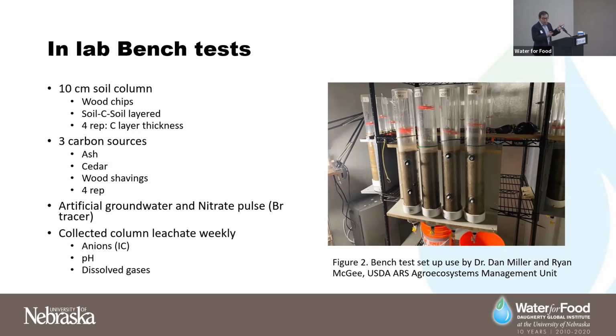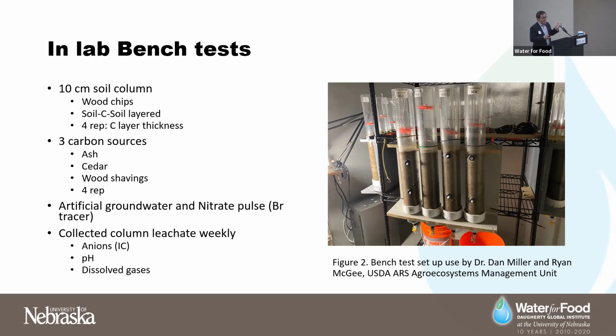In the second bench test, we test different carbon sources. We have 3 carbon sources: ash, cinder, and wood shavings, and also 1 control. We wash all the soil columns with artificial groundwater. The artificial groundwater is handmade groundwater. It can contain everything you can find in true groundwater.